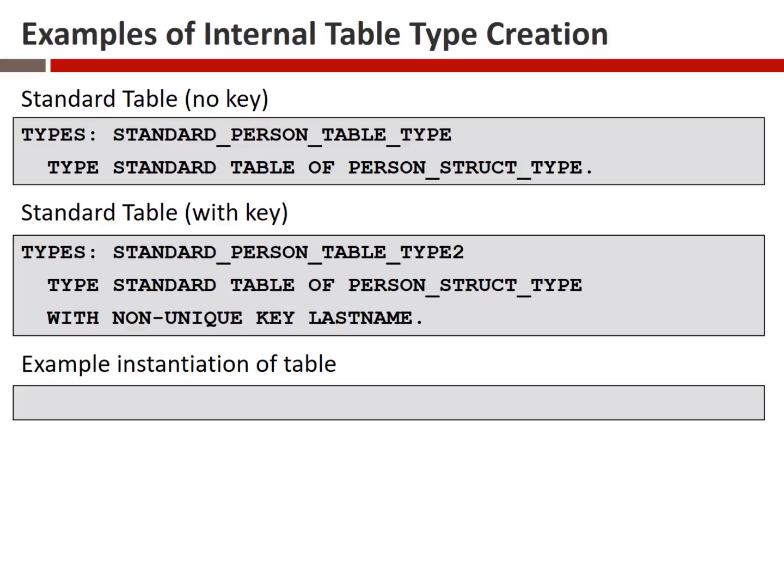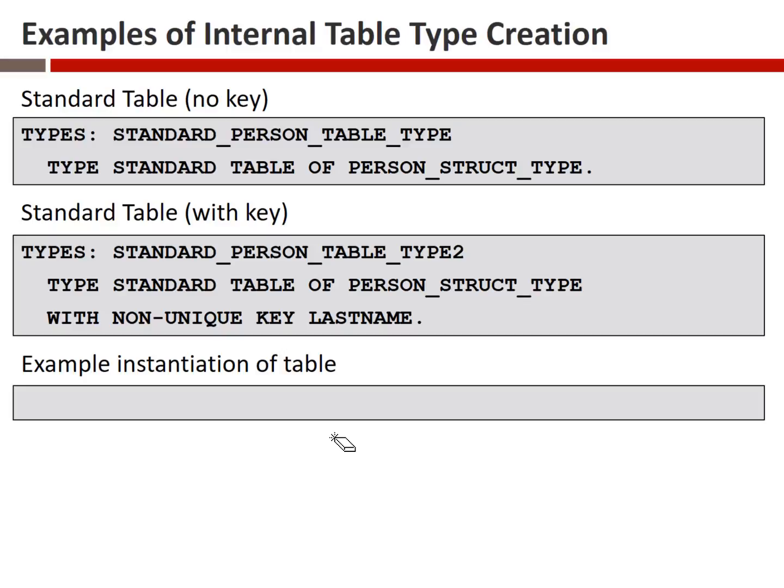If I want a standard table with a key, standard person table type, type standard table of person struct type with non-unique key last name. And once again, like we observed a moment ago, I don't know why my pen does that. It writes in a different place than I actually point it. But nonetheless here, the idea is the standard table has to have non-unique keys. I could not change that to with unique key last name.